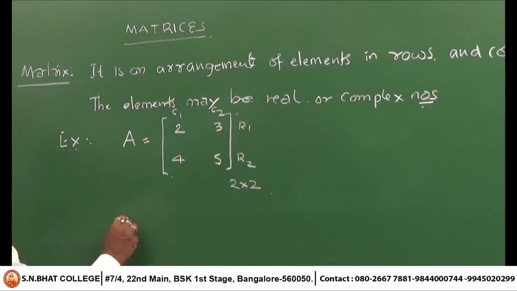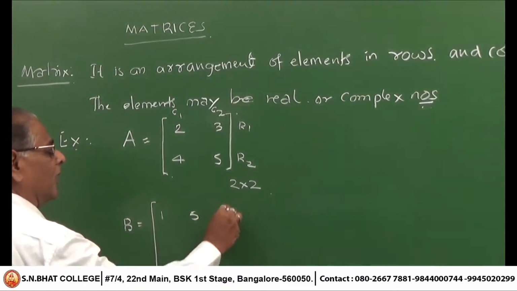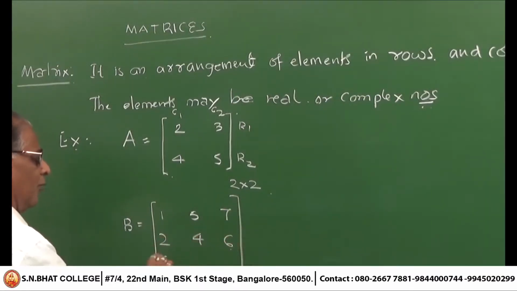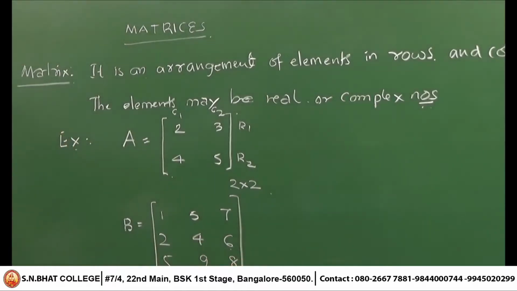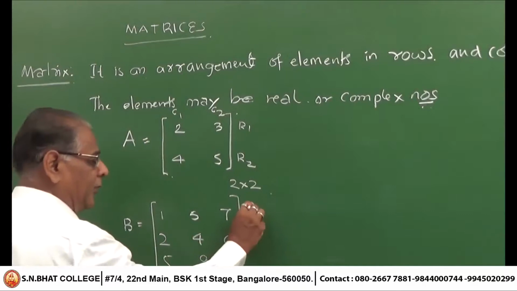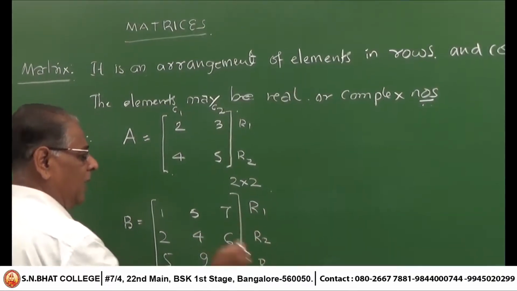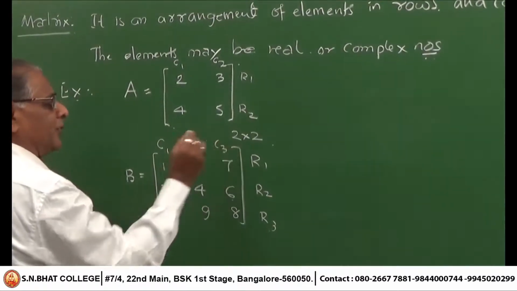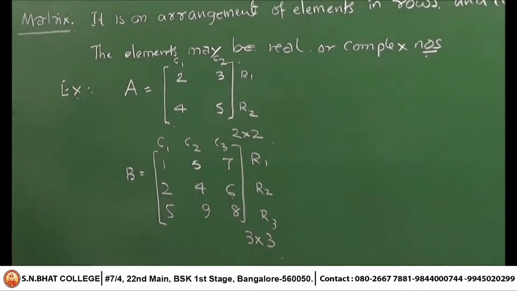Another example of a matrix is this: 1, 5, 7, 2, 4, 6, 5, 9, 8. It is also a matrix. It has 3 rows, R1, R2, R3, and it has 3 columns, C1, C2, C3. Therefore, the order of the matrix is 3 cross 3. It has 3 rows and 3 columns.